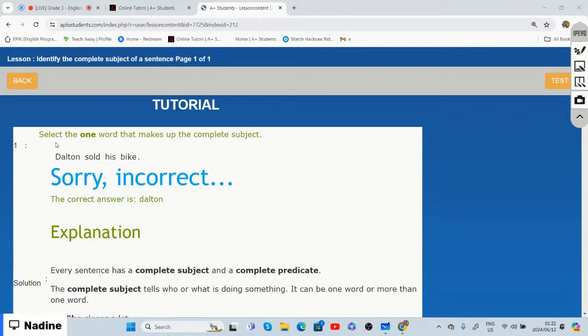So now it says, we need to select the words that make up the complete subject of the sentence. It says Dalton sold his bike. And remember we said that a subject tells us who or what is doing something. If we look at this specific sentence, it says Dalton sold his bike. What is the subject within that sentence that tells us who is doing something?